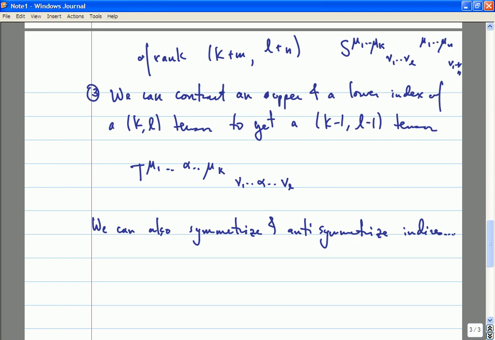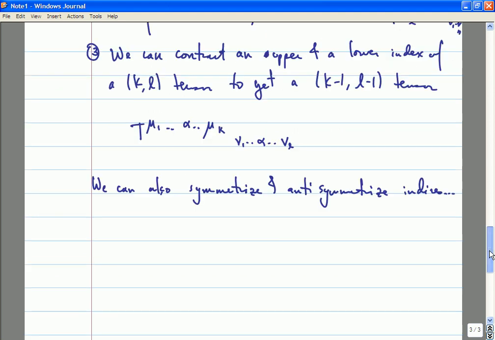So what do I mean when I say symmetrize and anti-symmetrize indices? Well, let's just first introduce a definition. A permutation sigma. What is a permutation? A permutation is a reordering of some set of numbers.